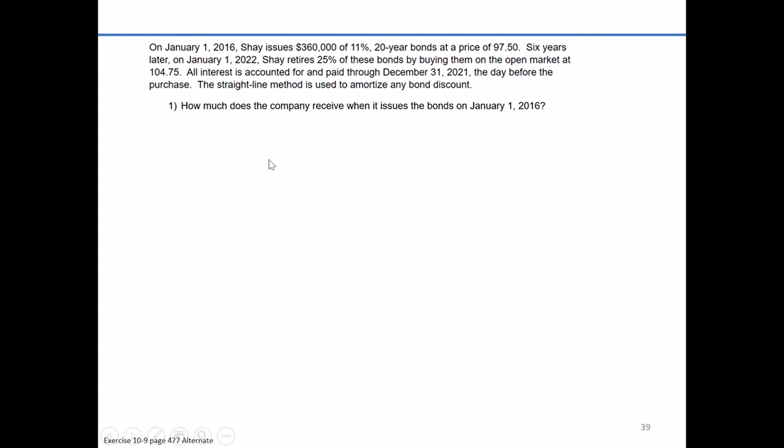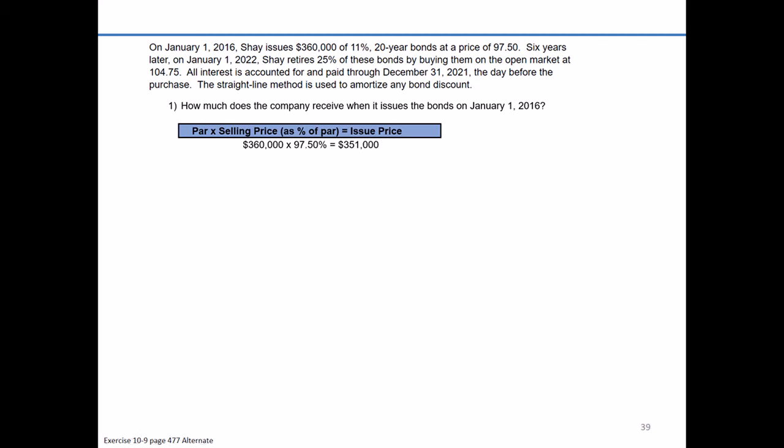The first step is, how much cash did the company really receive when it issued the bonds on January 1st, 2016? Recall from the chapter, we take the par value, which in this situation is $360,000, times the selling price, which is often stated as a percentage of par. Here that's 97.5%. So 360,000 times 97.50% equals 351,000. That's the amount of cash that Shea actually received. This is a discount situation. We know that because the amount of cash received is less than the par value.